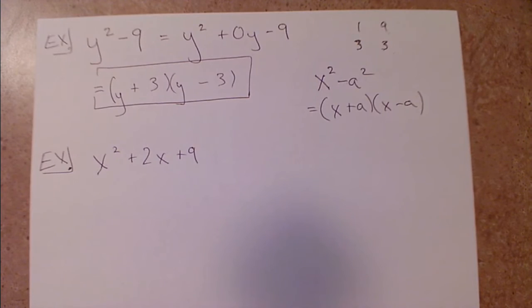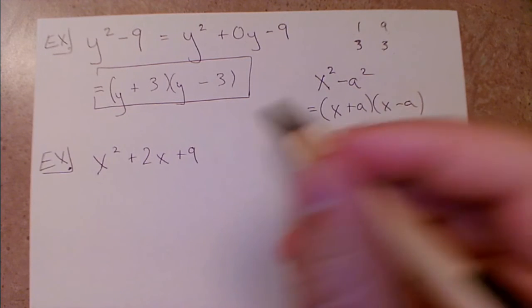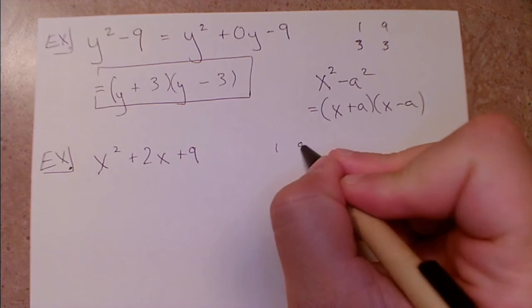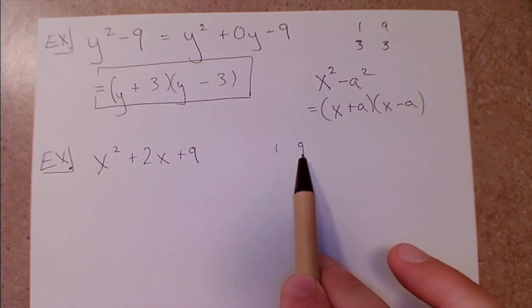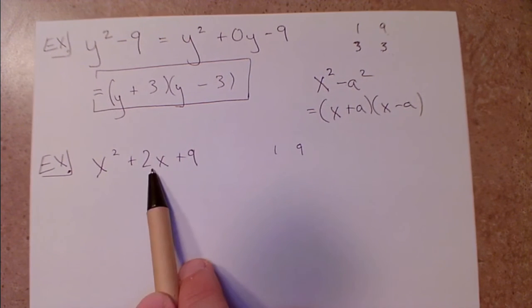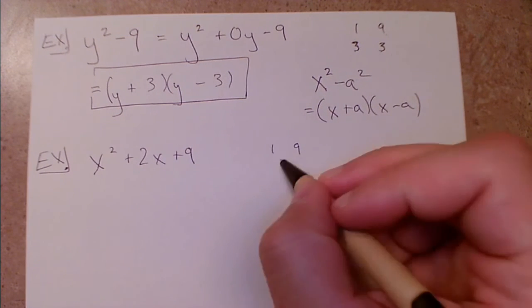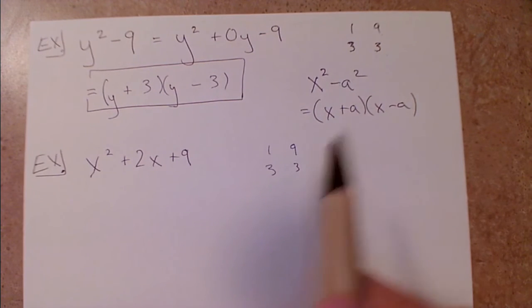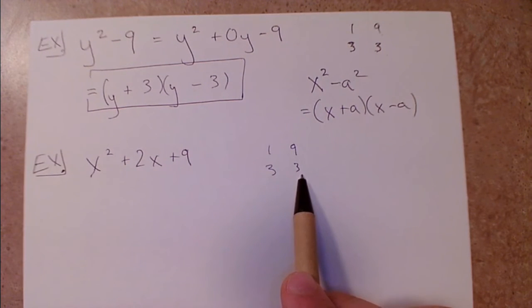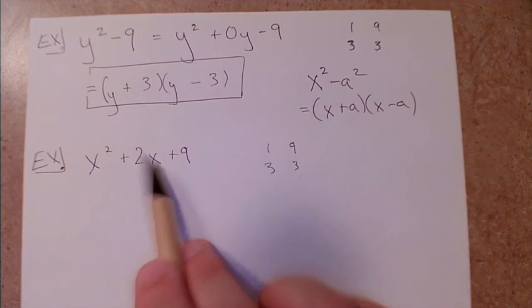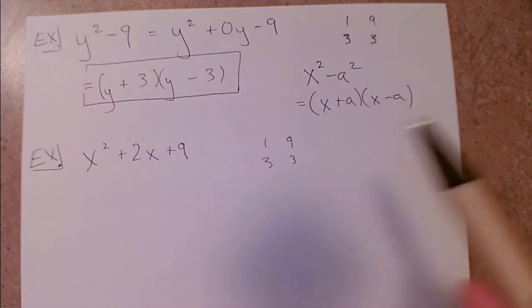Hey, you know what? We might as well do another example. We got x squared plus 2x plus 9. We've already factored 9 up here. We got 1 and 9. Those are going to either add up to 10 or subtract to 8. So that's not going to work because there's a 2 there. We got 3 and 3. Those are going to add up to 6 or subtract to 0. That's not going to give me a 2 right there.